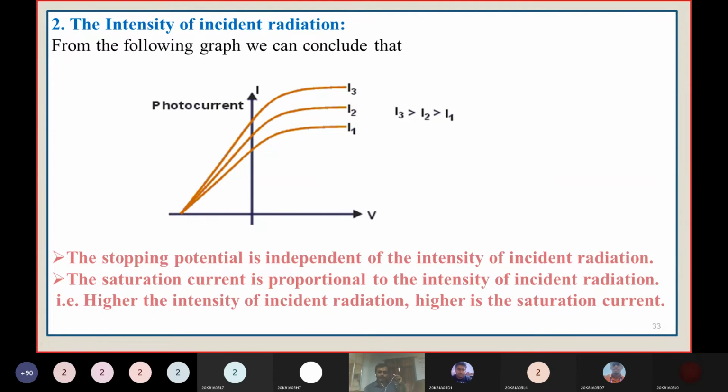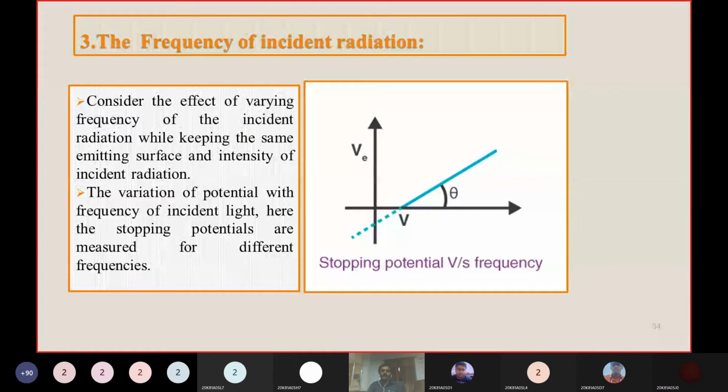So stopping potential does not depend on the intensity of the radiation. If you increase the intensity of radiation, what happens? Only the current increases. Okay, now coming to the next point, the frequency of incident radiation.